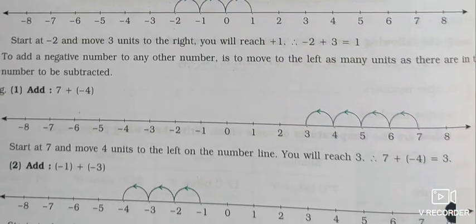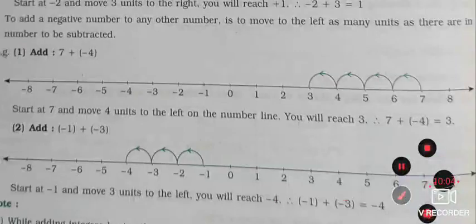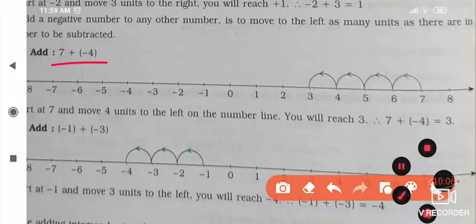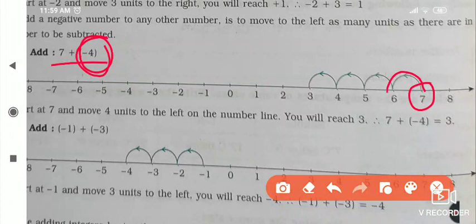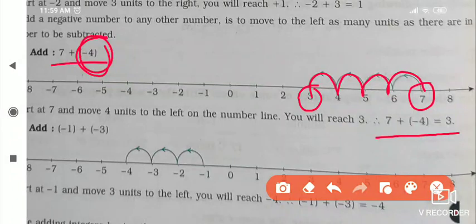Now the next question is addition of 7 plus minus 4. So how to do this addition? Here which number is it? A negative number. As a negative number is there, we have to move towards the left side of the number line. So here it is 7 and here we have to add the negative number. So the counting we have to do in the opposite direction of the positive. So here it is 1, 2, 3 and this is 4. So which number is here? That is 3. So 7 plus minus 4 is equal to 3 is its answer.